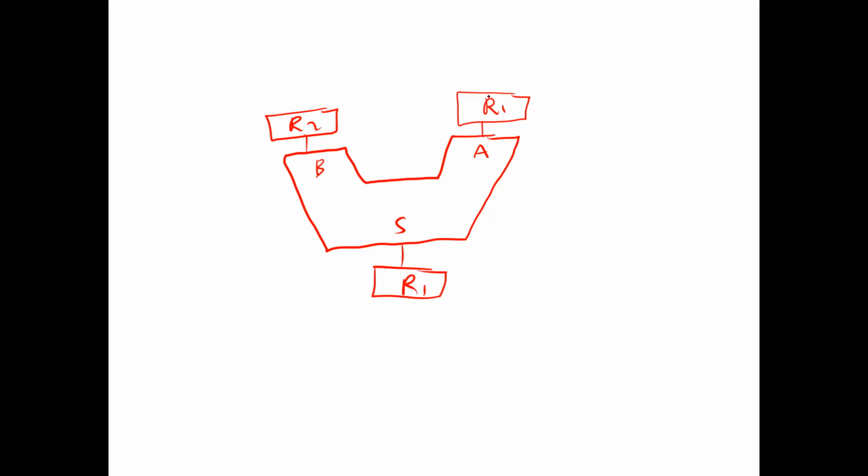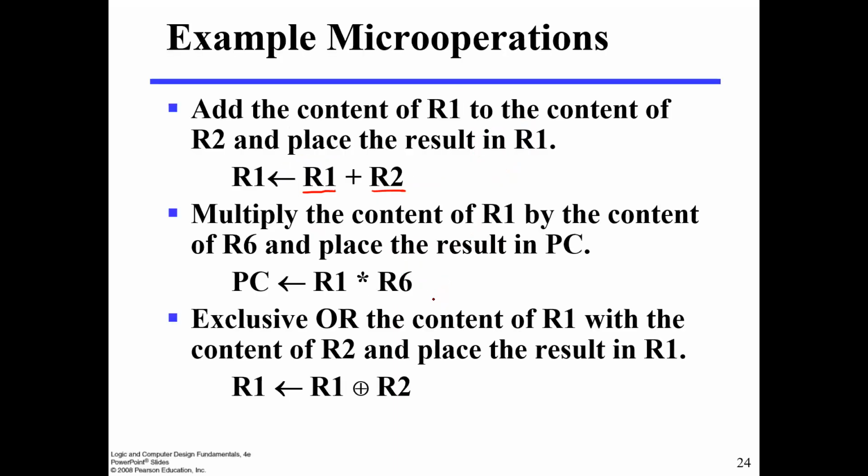Of course, here R1 we will read from it, and then we will write the value to R1. Okay, we can also multiply. So take the content of register R1, multiply it by the content of register R6, and then save the result in register PC. Logical operations will be the same. Take the content of R1, XOR it with the content of R2, and then save it to register R1.